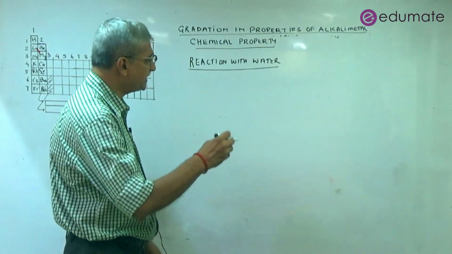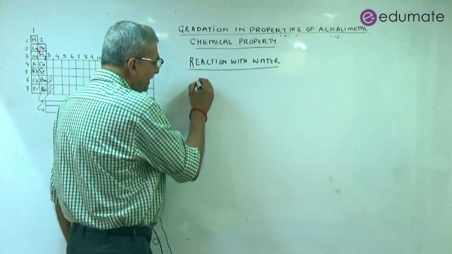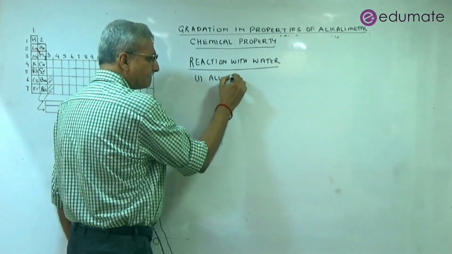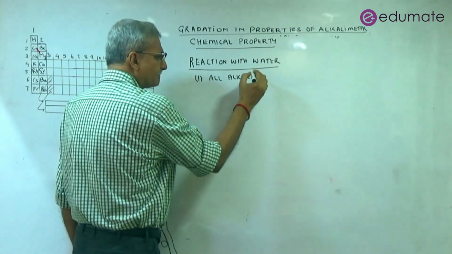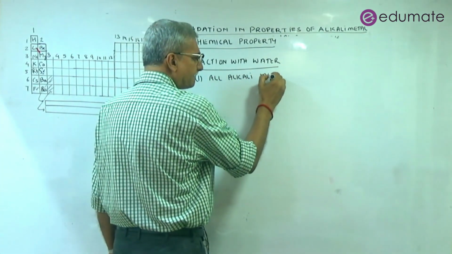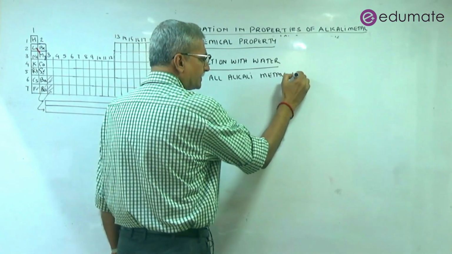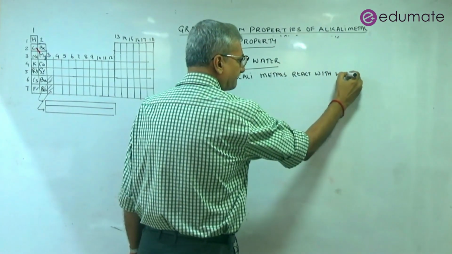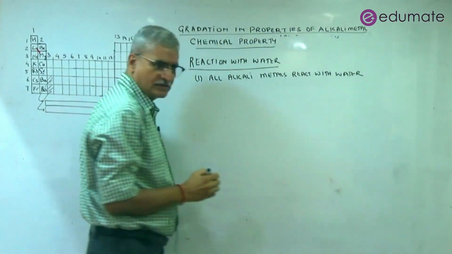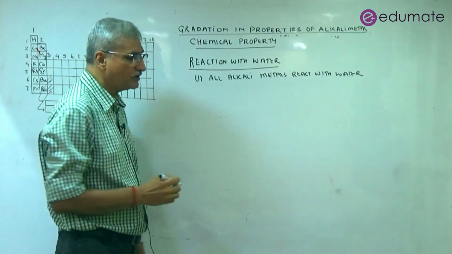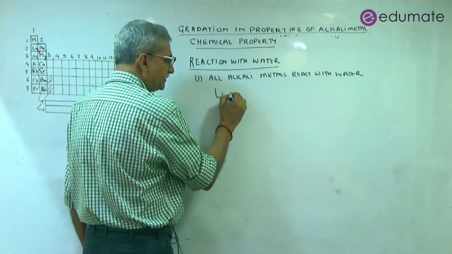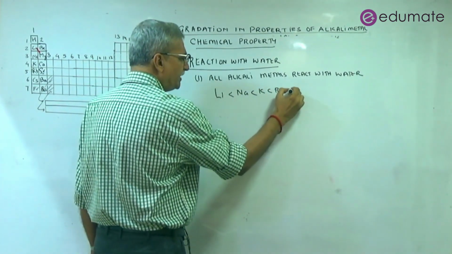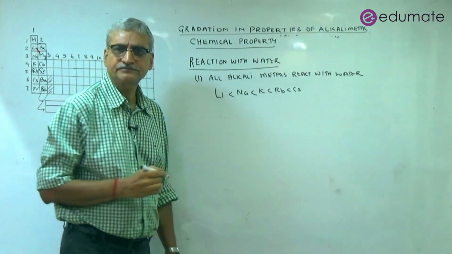The next reaction is reaction with water. All of them, first point is what? All alkali metals react with water. So the reactivity of alkali metals with water is what? It is lithium less than sodium, less than potassium, less than rubidium, less than cesium.